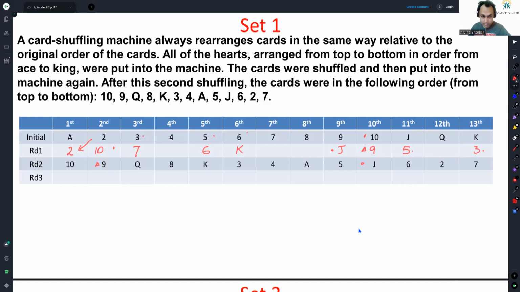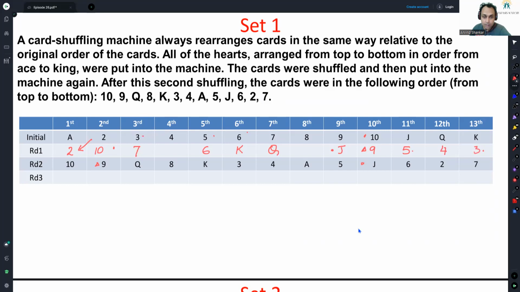Now 7 has gone from here to here. From the initial to round 1, 7 has gone from the 7th place to the 3rd place. So Q should have gone from the 7th place to the 3rd place. Q has gone from the 12th place to the 7th place. So 4 should have gone from the 12th place to the 7th place.